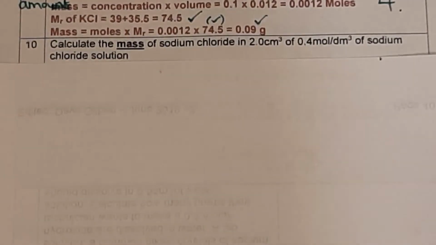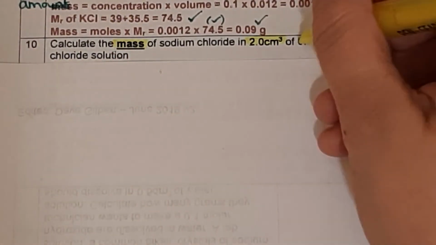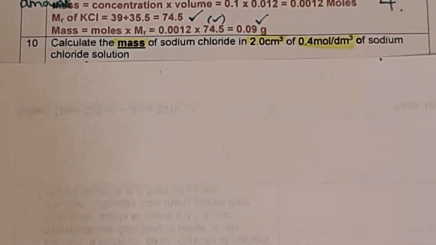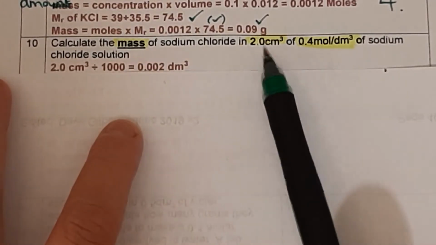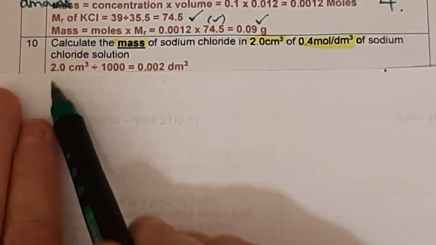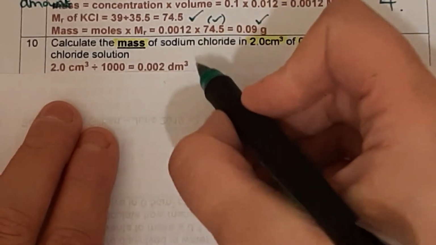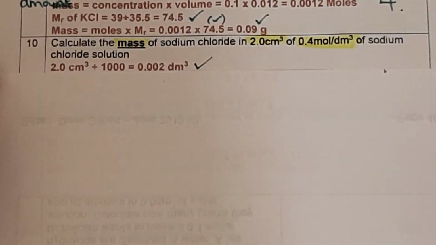Question 10, calculate the mass, so that's grams, of sodium chloride in 2 centimetres cubed of 0.4 mole per decimetre cubed of sodium chloride solution. So we're going to start by converting that, because we've got centimetres, needs converting to decimetres. So 2 centimetres cubed divided by 1,000 is 0.002 decimetres cubed. There are 2 zeros between the decimal place and the 2 for the first mark.